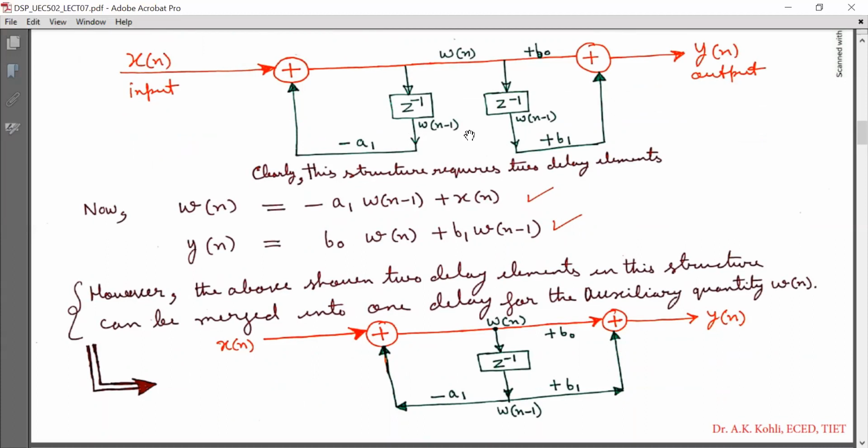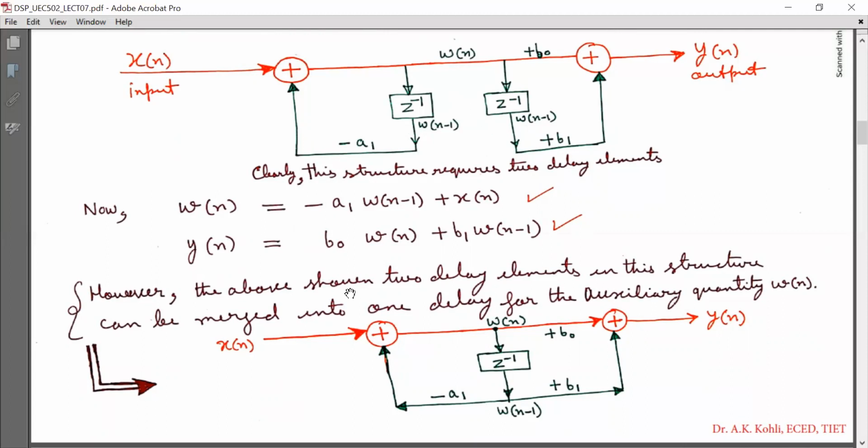But if you look at this, you will find that at this node there is w(n minus 1). At this there is also w(n minus 1). Then why to use two delay elements separately? So the option is merge them. Merge these two delay elements.